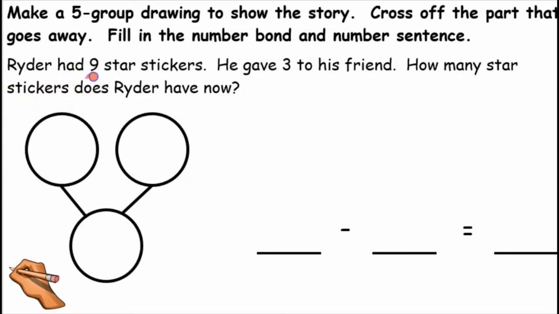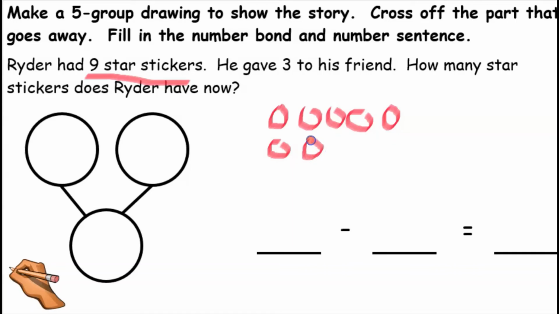Okay. He had 9 star stickers, so we're showing it in a 5 group drawing. So we're going to draw 9 circles. 1, 2, 3, 4, 5. Then I go down. 6, 7, 8, 9. Then he gave 3 to his friends. So when we give something, we give it away. We no longer have it. So he no longer has 3 of his stickers. So we're going to cross 3 out. He gave them away. Such a nice friend he is.